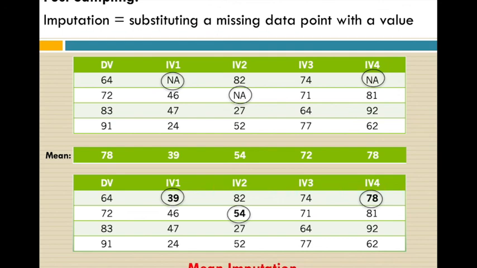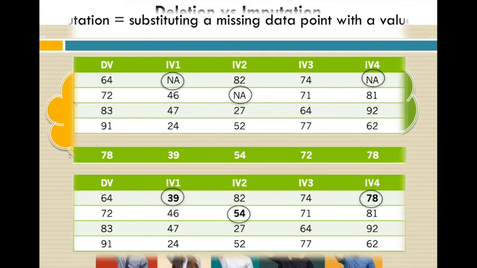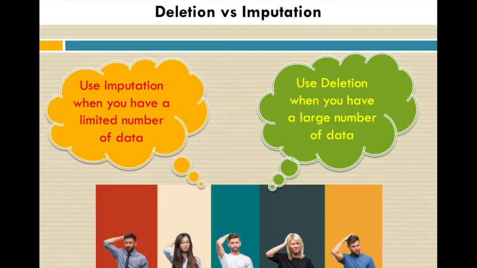So which one should we be using then? Imputation or deletion? Well, you can use imputation when you have a limited number of data. You cannot afford to delete or to ignore any of the data, right? And you can use deletion when you have a large number of data. Okay.